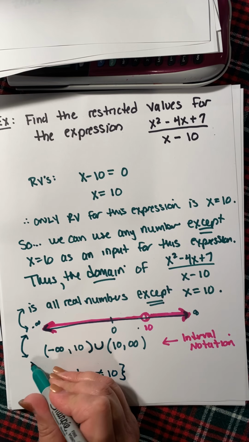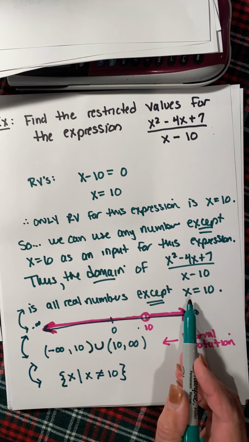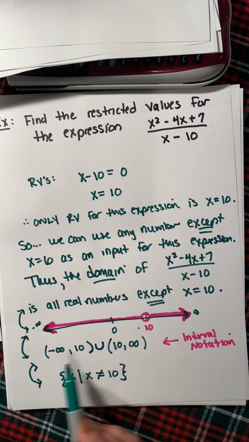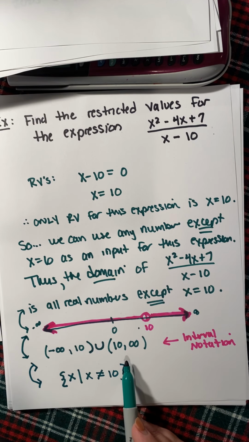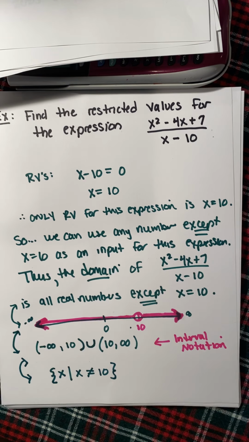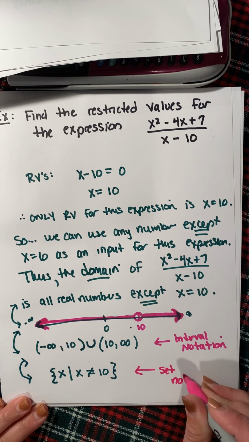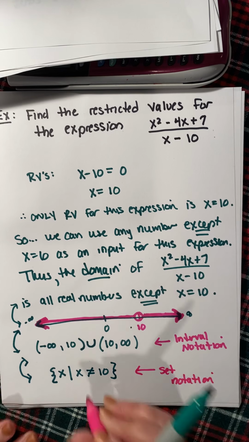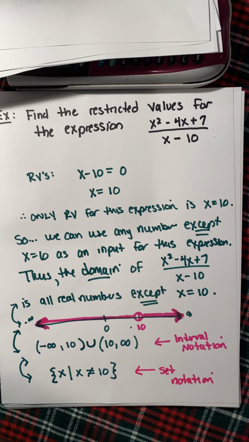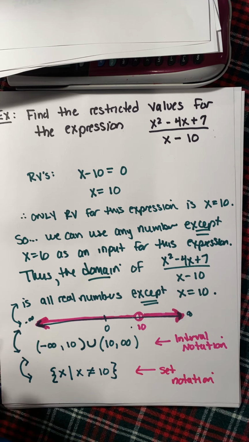So this, all real numbers except 10, looks like this on a number line. This is what it looks like in interval notation, and that's what it looks like in what we call set notation. Actually, if I'm correct, I think your book might use set notation. Alex doesn't, but we definitely use it as we move up in our math classes.